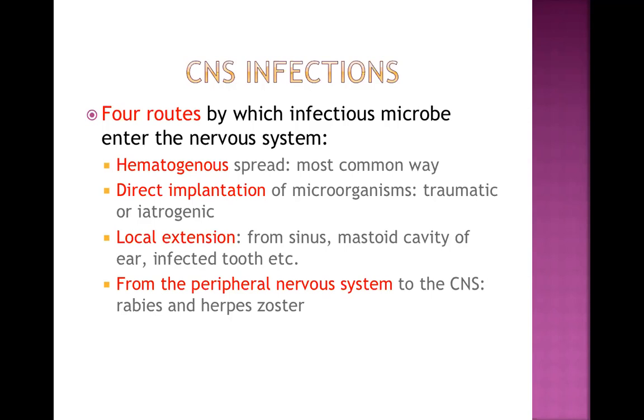Mastoid cavity infection is very common in children. This is called otitis media, one of the commonest infections in children, and that may be the source of infection which may cause central nervous system infection. An infected tooth can be another cause of central nervous system infection because it is very nearby. From the peripheral nervous system, rabies and herpes zoster may enter the central nervous system through the nerve, through the ascending route, isn't it? So this is another way.